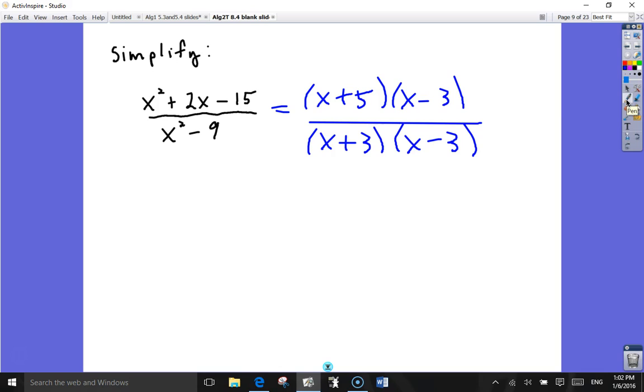So that was step 1. Second step, cancel common factors. What is the common factor? X minus 3. So I cancel. And I'm left with x plus 5 over x plus 3.